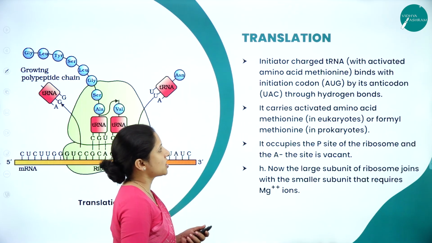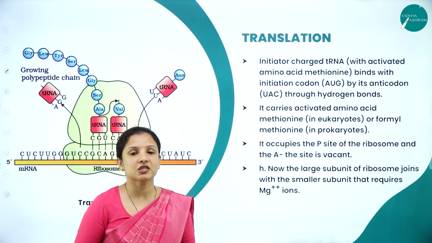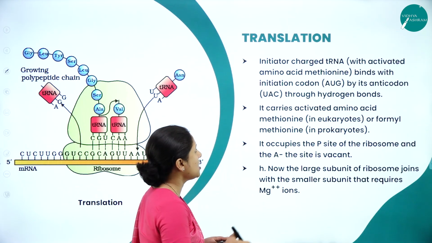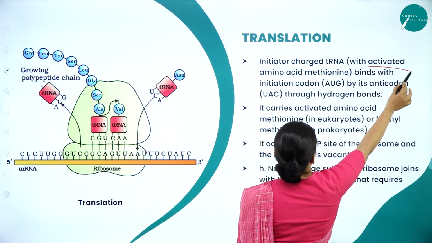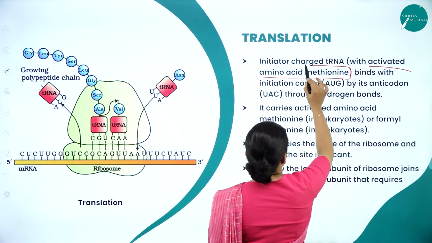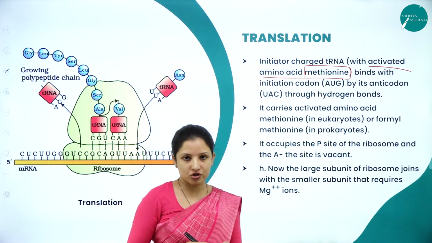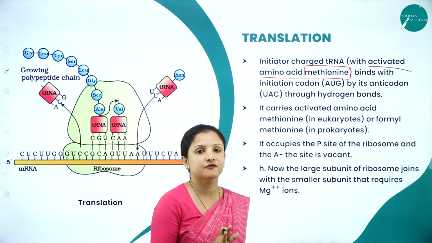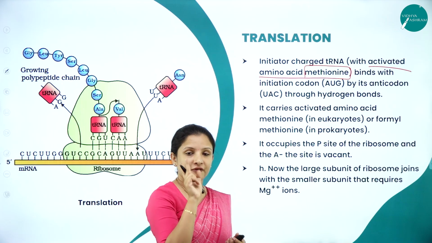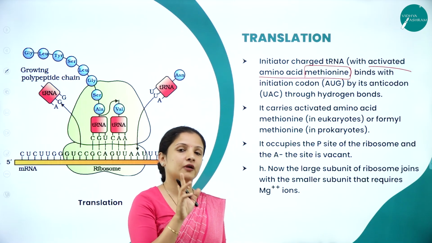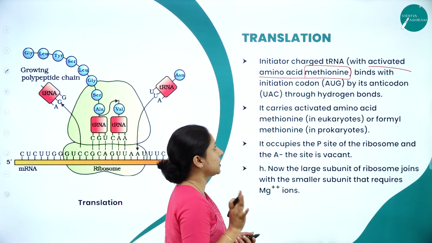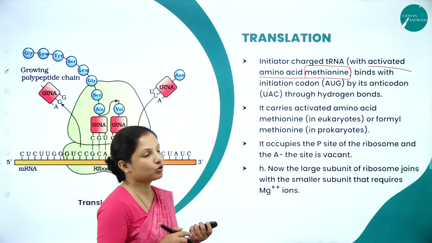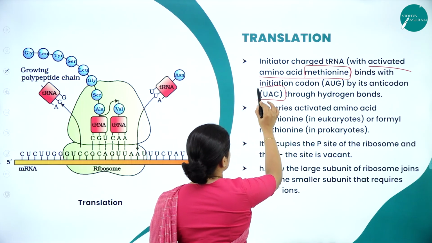Next, the initiator charged tRNA. Now it has become an initiator charged tRNA, because the tRNA is having an activated amino acid. It's having the activated amino acid methionine, because AUG, the initiator codon, actually codes for the amino acid methionine. So the first amino acid that will be formed from the mRNA strand will be methionine, and it binds with the initiator codon, that is AUG, by its anticodon UAC through hydrogen bonds.